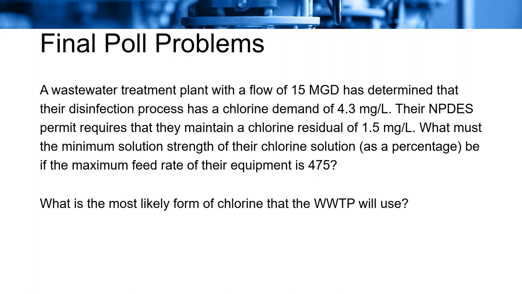What is the most likely form? So we want to find out what the percentage should be if the maximum feed rate is 475 pounds per day. And then the second part of the question is, what is most likely the form of chlorine that the wastewater treatment plant will use? Those answers will be given in the poll question. So first, let's go ahead and solve this problem. I'm going to leave it up for about 2 or 3 minutes. Then we'll have the poll question, and then we'll do our final poll question, and then I'll show the solution.